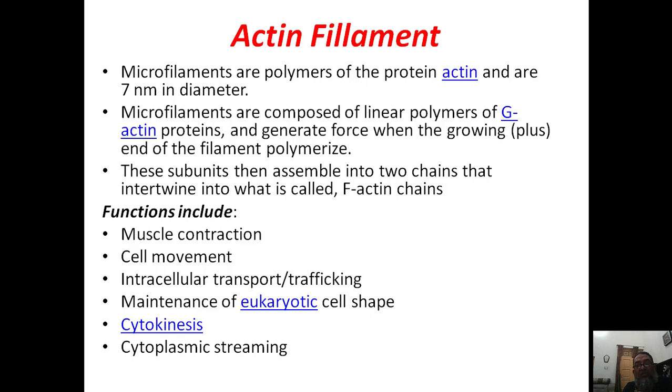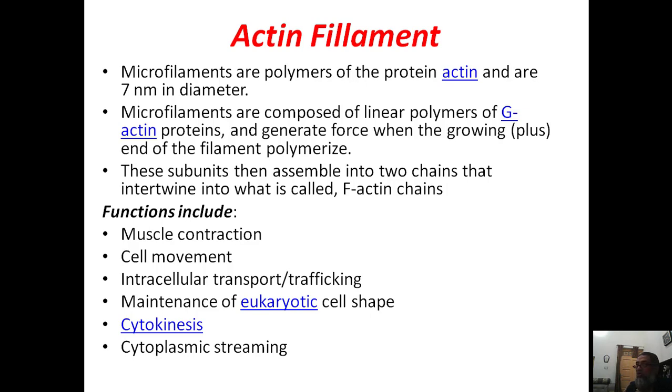They organize in such a way that one end, also called the plus end, is the growing end, whereas the negative end is a non-growing end. The growing end has multiple G-actin units which join end to end to elongate the actin filament. These subunits then assemble into two chains that intertwine to form what is called an F-actin chain. The two chains twist and bind each other, forming a twisted F-actin chain. So a double helix F-actin chain will be present within the cell.